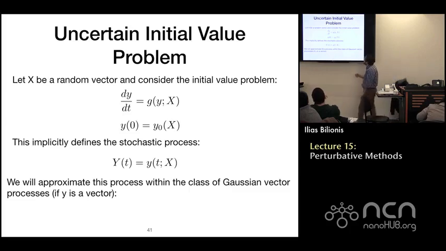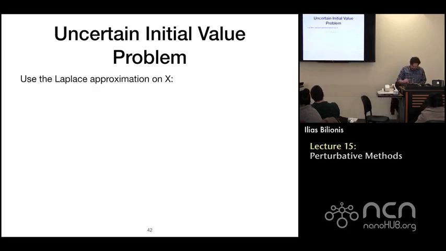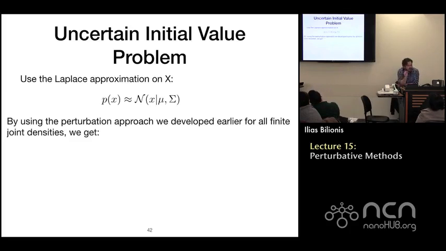And what we're going to do now is approximate this stochastic process with a Gaussian process. So we're going to find a suitable mean function of time and a suitable covariance function, written with time as the input, that approximates this the best. Stay with me, please. Here's how we go. Again, Laplace approximation on x. Okay? Then you take the solution of your dynamical system and you take the Taylor expansion.